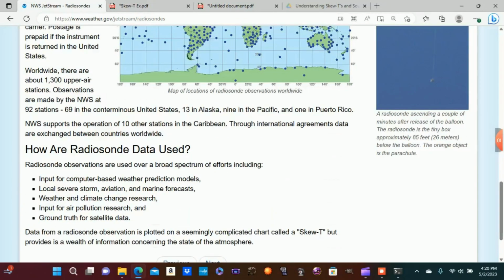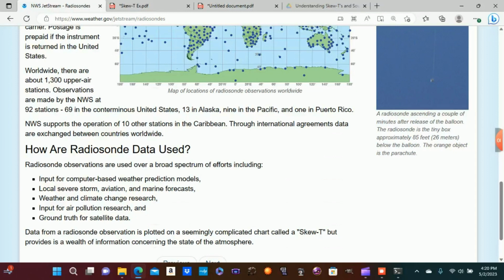Down at the bottom here, I want to point out there are about 82 different upper air stations throughout the United States that the National Weather Service will launch radiosondes from, 13 of them being in Alaska. So not every single weather office will launch weather balloons, but most of them will on a routine basis.